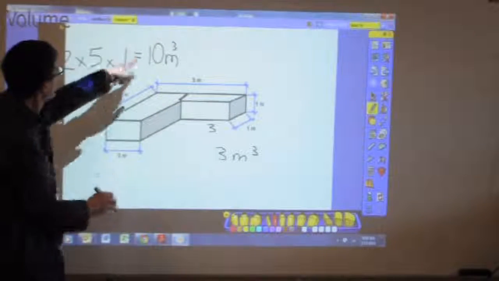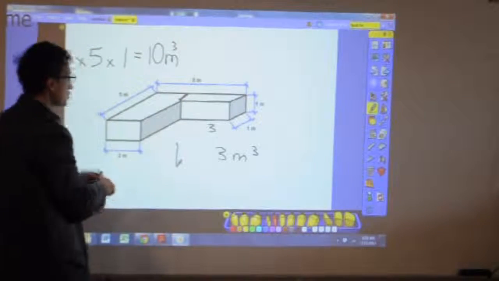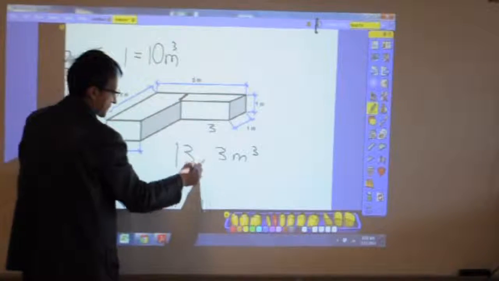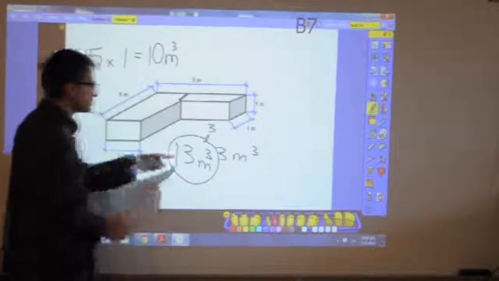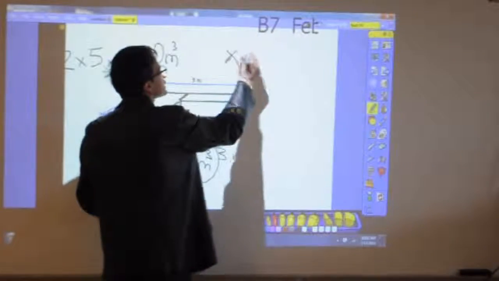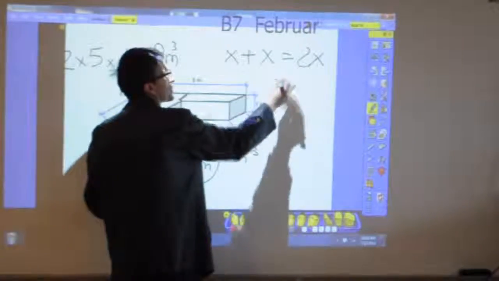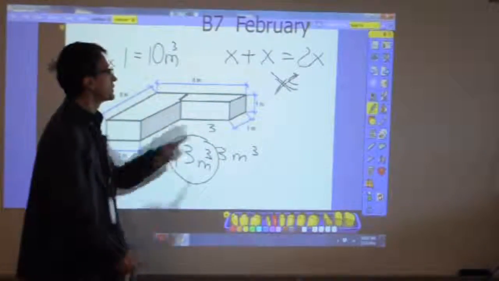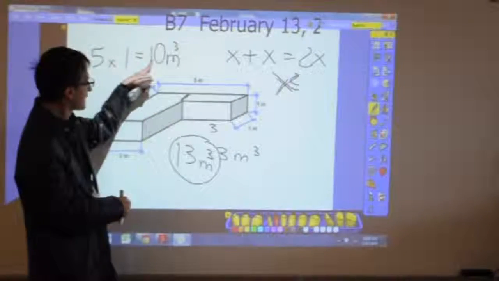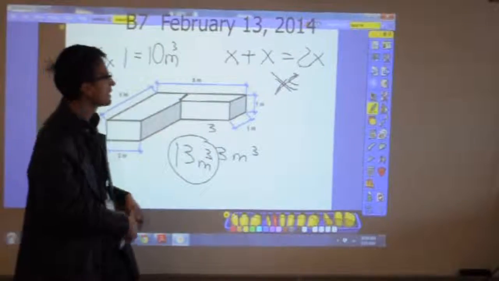And then you have to add the 2 blocks, this block and this block, 10 plus 3, because you're adding the volume of this part plus the volume of this part. So it'll be 13 m to the 6th power? No, to the 3rd power. Always going to be cubed. Because remember, that's like terms. When you have x plus x, you have 2x, you don't have x squared. You don't do that when you add, only when you multiply. Here you're adding, not multiplying. Then it's 10 plus 3, 13 meters cubed.